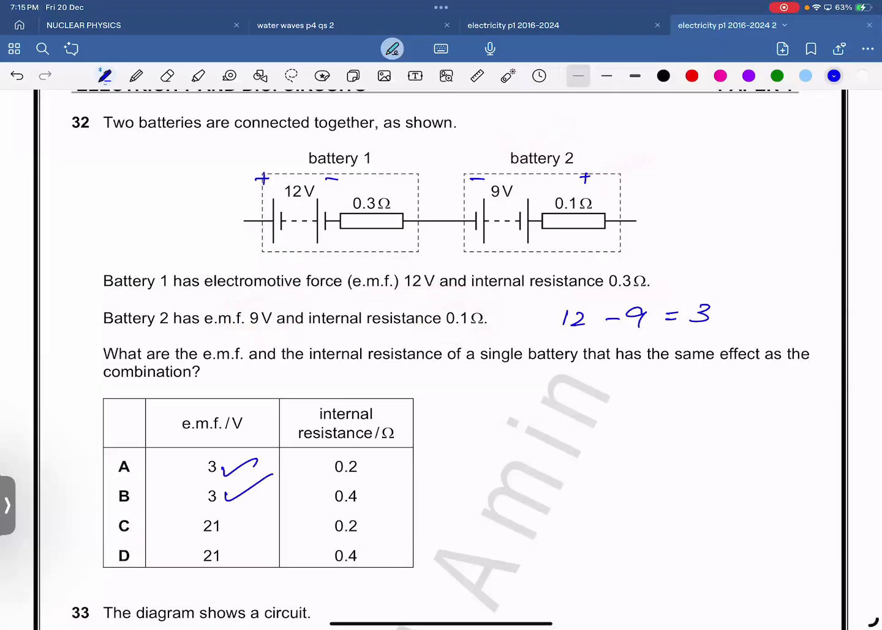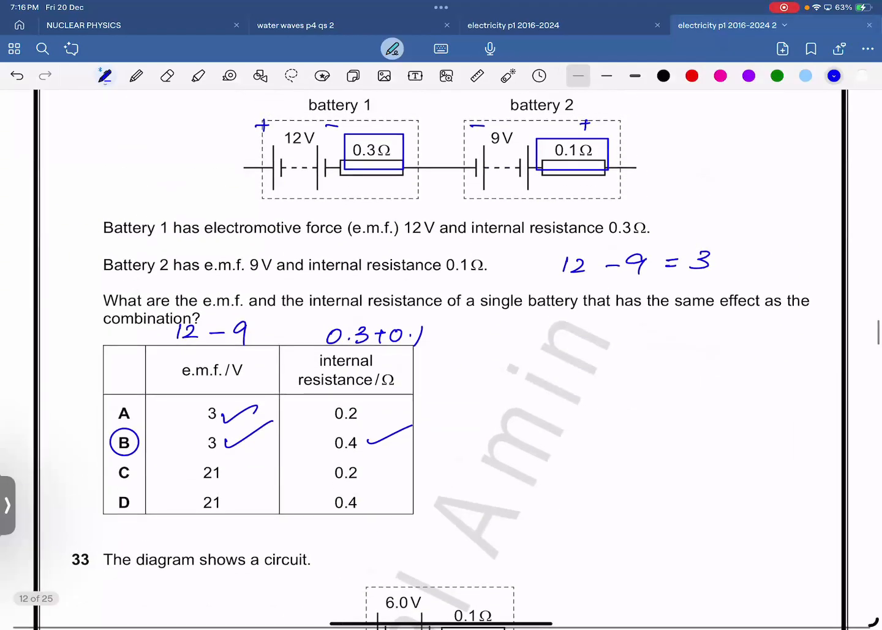Are they in series or parallel? Series. Series resistances are added. 0.3 plus 0.1. My dear students, this is a lower order of thinking question, a very straightforward question. Were you able to do it correctly?